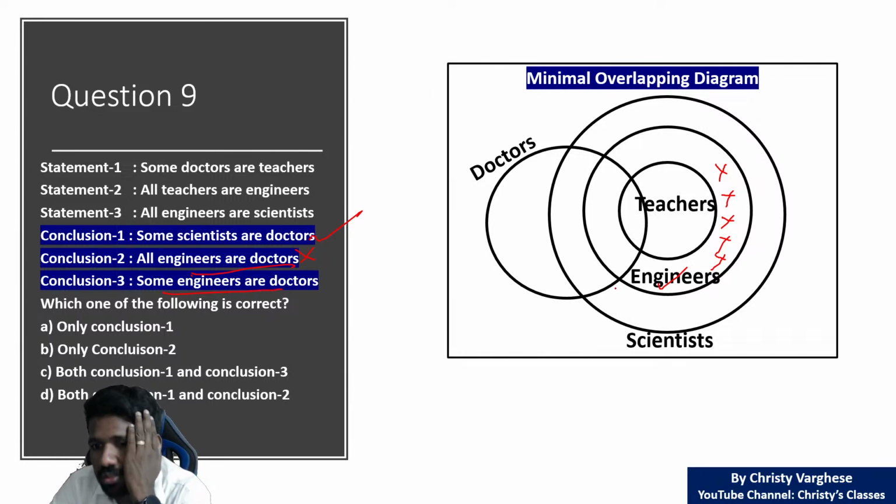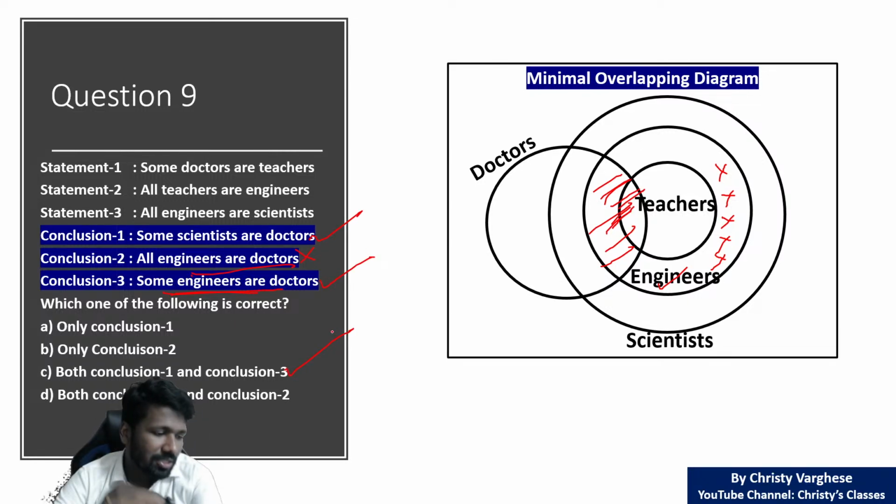Some engineers are doctors. That means there should be an intersection between engineers and doctors. Yes, it is there. Because all teachers are engineers and some teachers are doctors, definitely those teacher-doctors at least will be engineers. So some doctors are engineers, so some engineers are also doctors. So 1 and 3 are correct. So option C is the answer. Is it clear, all of you?